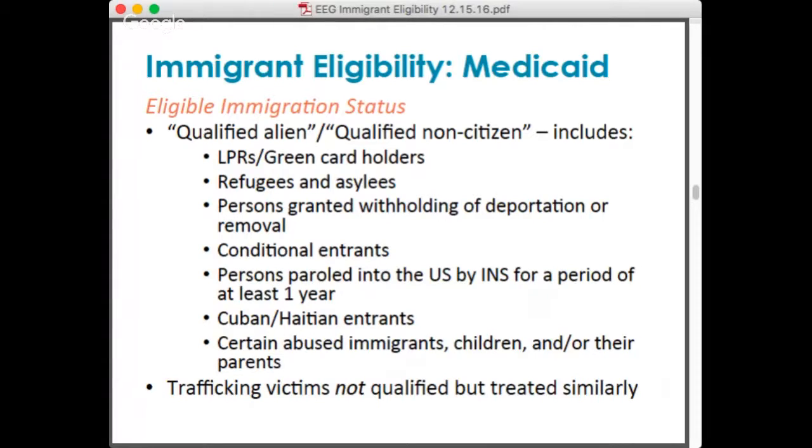This is one of the sort of exceptions to an exception kind of things, is that trafficking victims, so people here in the US on a visa based on being a trafficking victim, are not considered qualified aliens or qualified non-citizens, but they are treated in the same way that a qualified alien or qualified non-citizen would be treated. So they are sort of treated specially because of the circumstances.